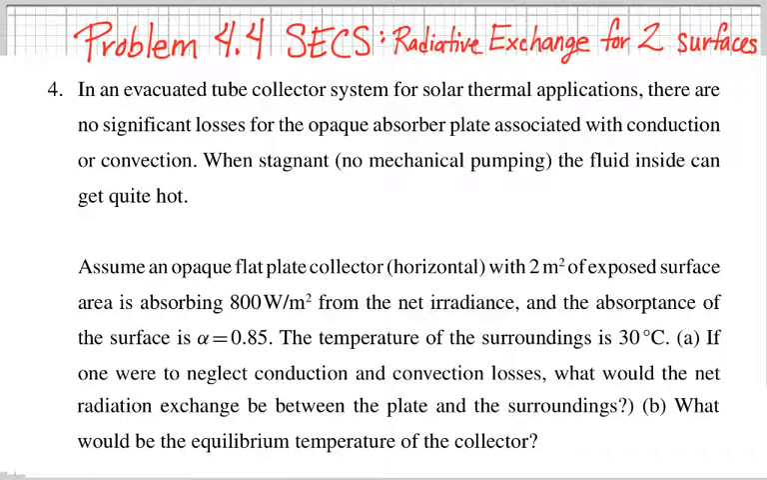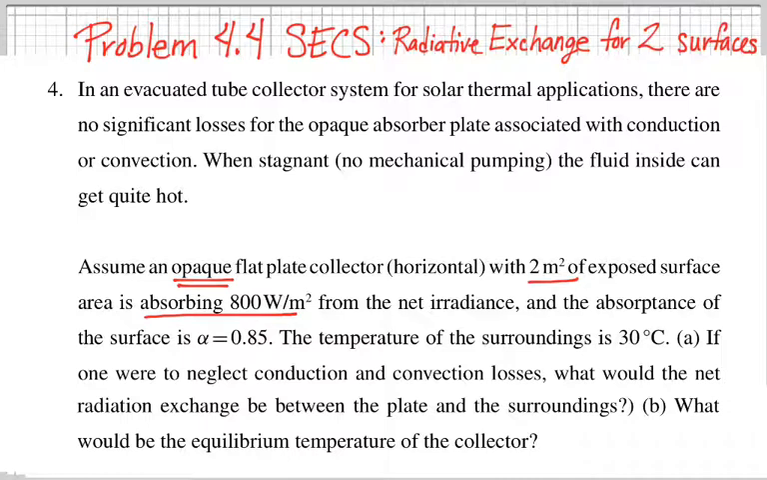If we were to neglect conduction and convection losses and really only focus on radiative transfer, what would the net radiation exchange be between the plate and the surroundings, between the plate and the open air? That's the first question we want. And what would the equilibrium temperature of the collector be given this net gain of energy of 800 watts per square meter? You can imagine a sunny day at about 10 o'clock in the morning or so.